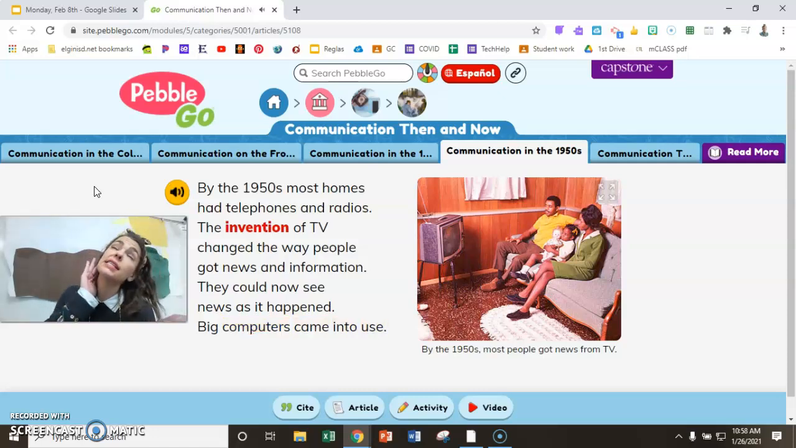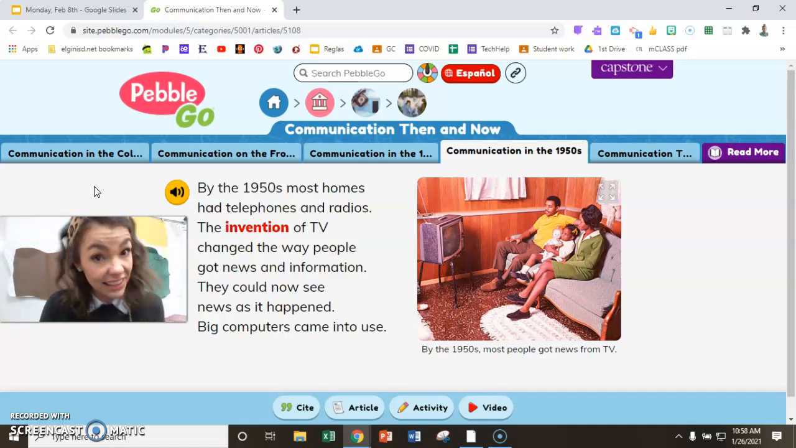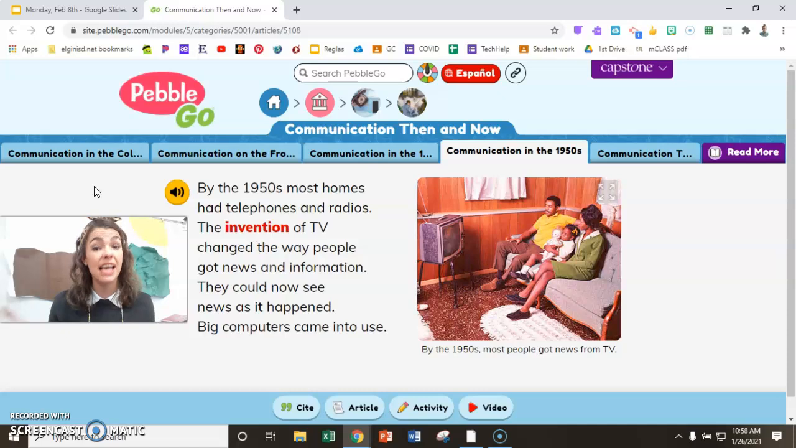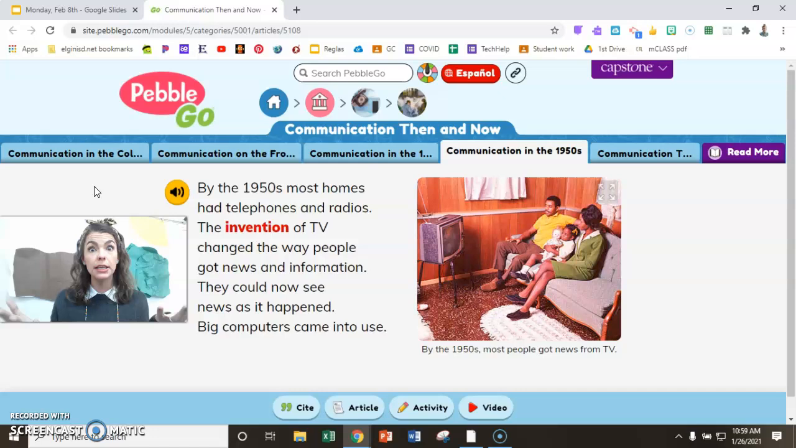So before, they were listening on the radio to hear the news, or they were reading a long story. Now they're watching the TV. Do you have a TV in your house? Yes or no? And they can tell you the news as soon as it is happening. You don't have to wait for someone to write it down, print it out, deliver it to your house. It's already in the TV on the box. Turn it on and hear the news for the day. And they can see it instead of just hearing it.